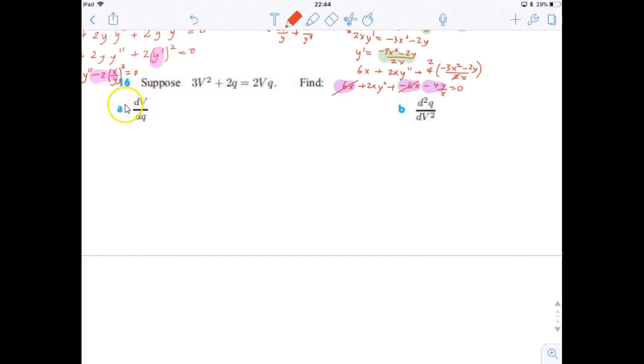Okay, now we're going to do 16a. Some weird variables here we may not be used to. It's not y and x, but same thing, right? So we're going to take the implicit derivative of 3v squared plus 2q equals 2vq, right? And then we're going to solve for dv/dq. So we'll have 6v times the chain rule of v, so it'll be dv/dq.